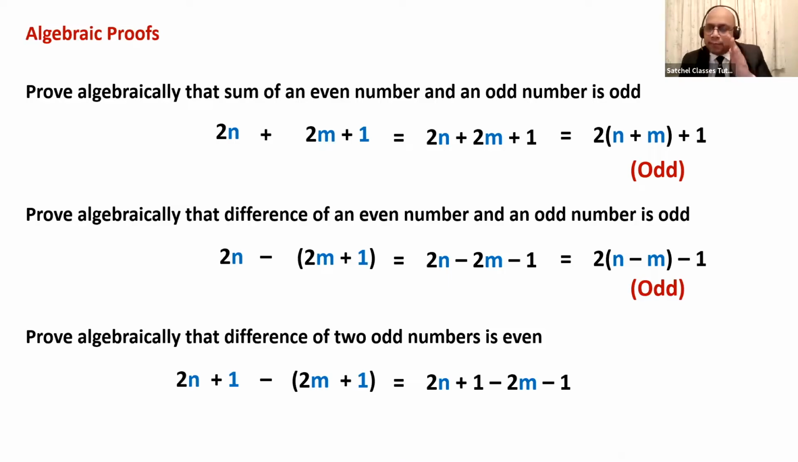As you can see, the plus 1 and the minus 1 cancel. So you are left with 2n minus 2m. If I take 2 common, I'll be left with 2 brackets n minus m. That clearly is an even number because it's 2 multiplied by a number, right? 2 times something, which is an even number. So we have proved algebraically that the difference between two odd numbers is even, right? So we have started with some easy proofs, which involve even and odd numbers.